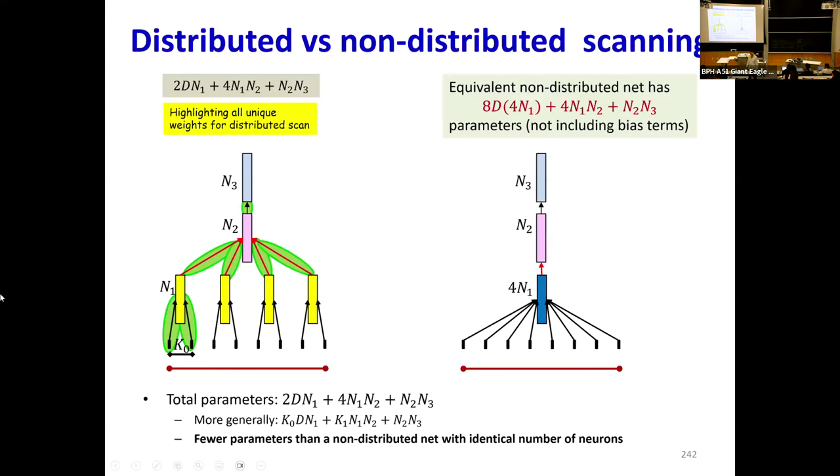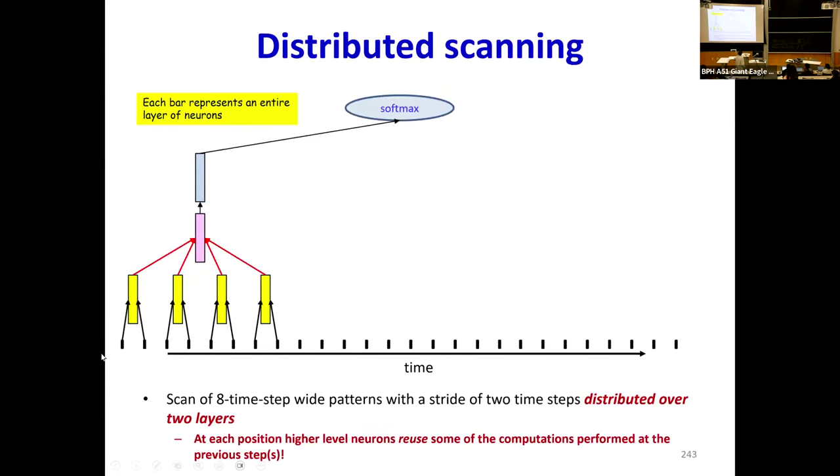And now compare this with a non-distributed network. If the non-distributed network has the same number of neurons, because you're looking at detecting features, this would require 4 N1 neurons for the two models to be equivalent in terms of neurons. And so if you look at the number of parameters they need, this one needed 2d N1 plus 4 N1 N2 plus N2 N3. That one required 32d N1 plus 4 N1 N2 plus N2 N3. So just by distributing the pattern over two layers, I got a factor of 8 gain in the number of parameters in the first layer. That makes sense to everybody? Right, so that's huge.